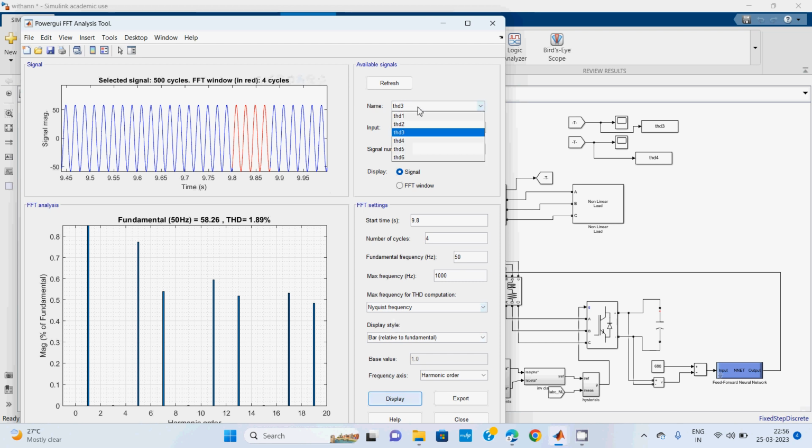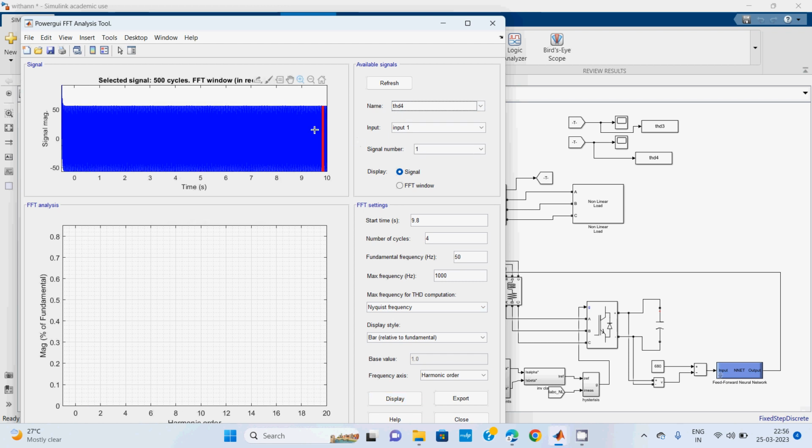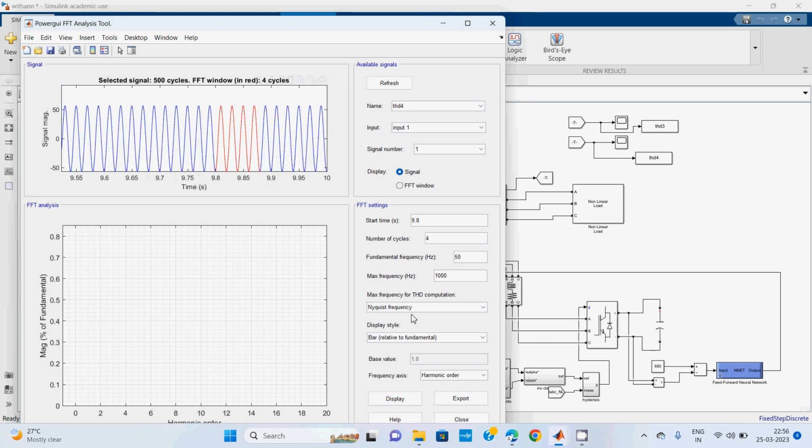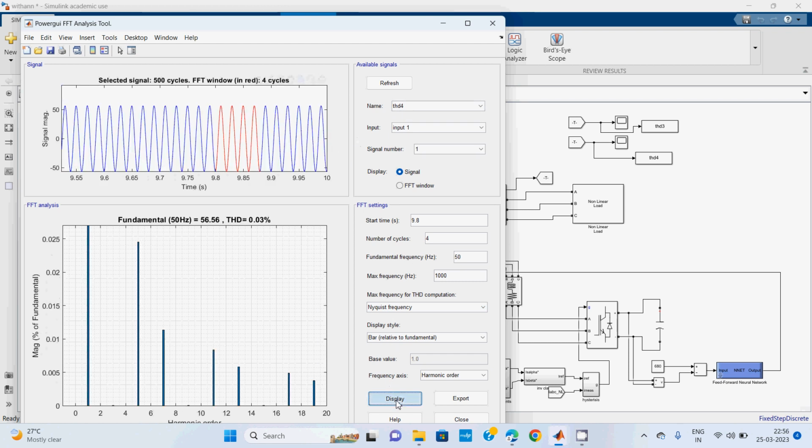In a similar way, while you are controlling the current, automatically the voltage drop will be reduced. The THD is reduced, and you get 0.03. In the previous case, 0.09 was there.